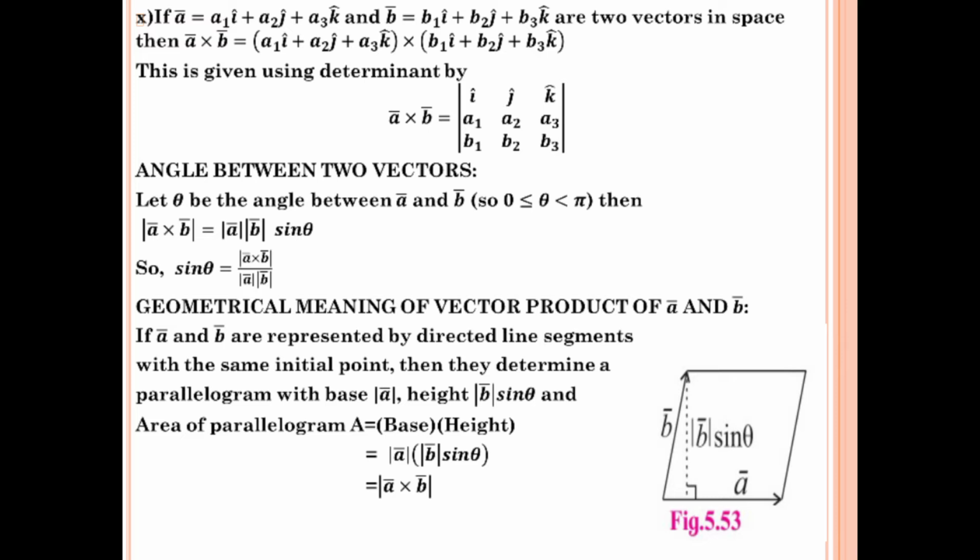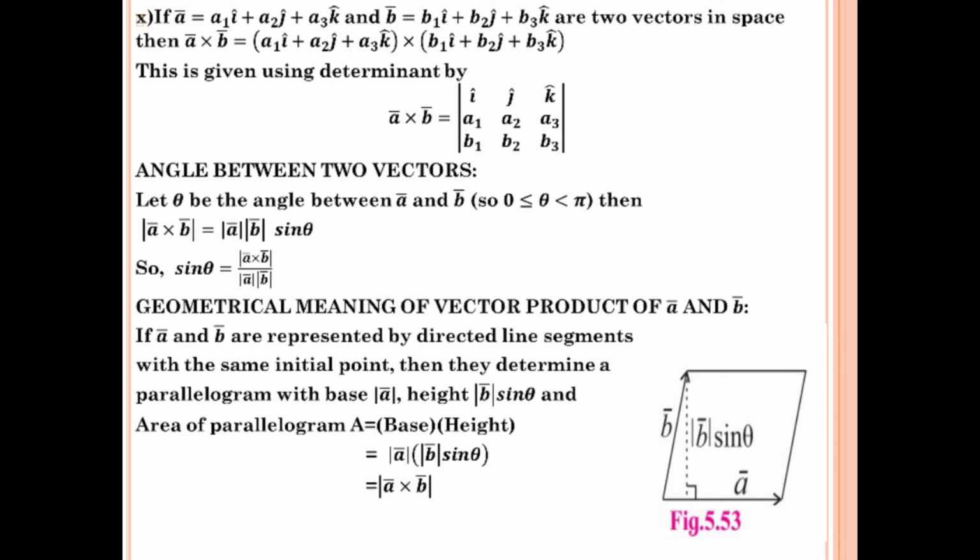a vector is equal to a1i plus a2j plus a3k, b vector is equal to b1i plus b2j plus b3k are two vectors in space, then a vector cross b vector is equal to a1i plus a2j plus a3k cross multiplied by b1i plus b2j plus b3k. This is given using a determinant: a cross b is equal to, in the first row i j k, in the second row the coefficients a1 a2 a3, and in the third row the coefficients b1 b2 b3.